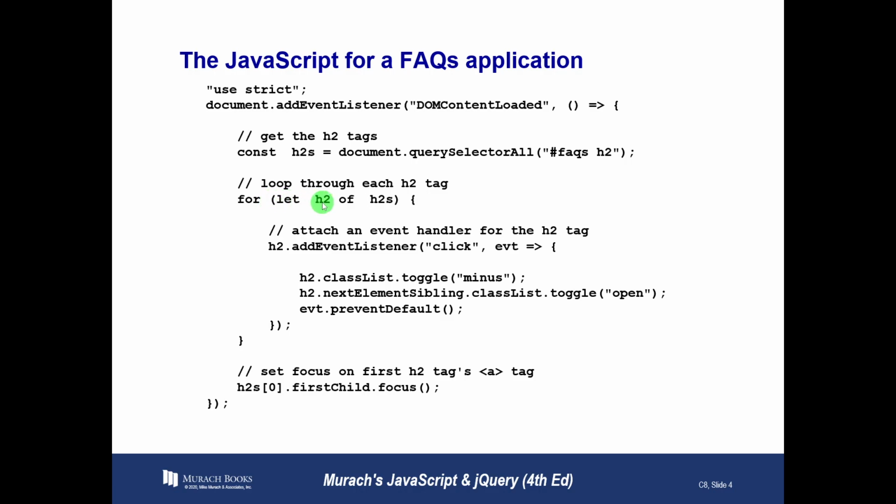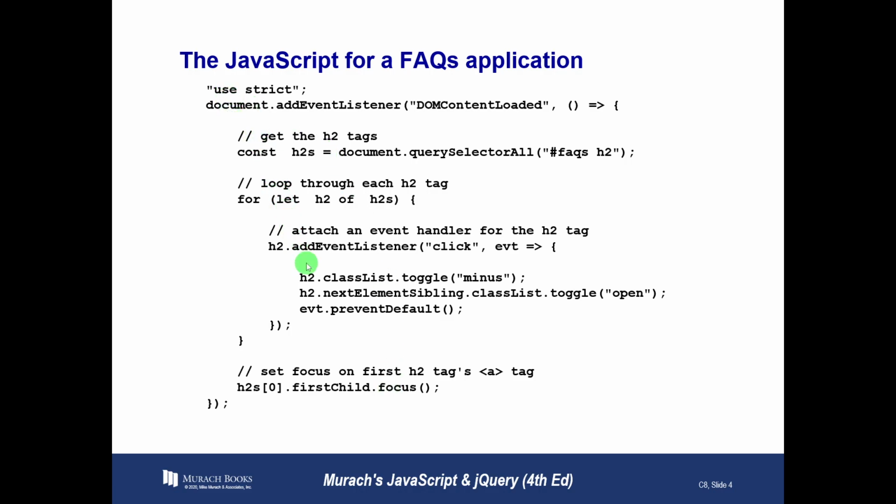Then we have a section here that does a for loop. It's going to loop through all of the H2s on our page and attach a click event listener that toggles the class minus. So we've seen that before, where we click on the minus or plus sign and it toggles that section open or closed. Then it looks at the H2 and its next element sibling's class list, and we're going to change that class list for the next element sibling, which would be the paragraph that comes underneath the heading. We're going to toggle it to open, and then we're going to call event prevent default. And then we set the focus on the first H2's first child, which would probably be the first link there. We're going to give it the focus when the page loads.